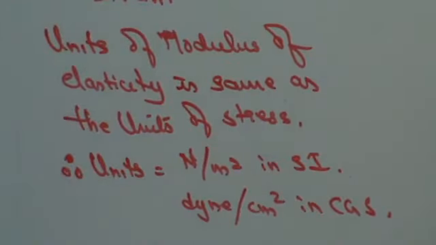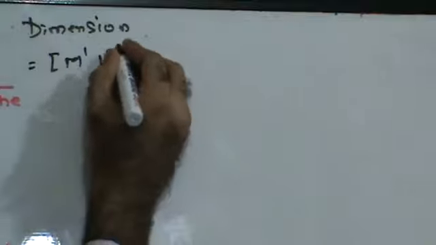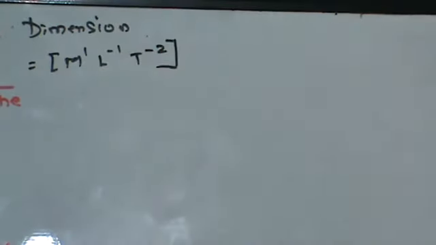Next, what will be the dimensions of modulus of elasticity? Since the units are same as stress, therefore the dimensions will also be the same as stress. So the dimensions of modulus of elasticity will be M^1 L^-1 T^-2. Right? Do we get this thing clear? Now let us remember one thing, that Hooke's law is applicable only within elastic limits. The law does not hold good beyond elastic limits. Right? Next.